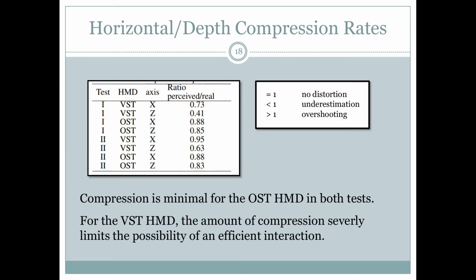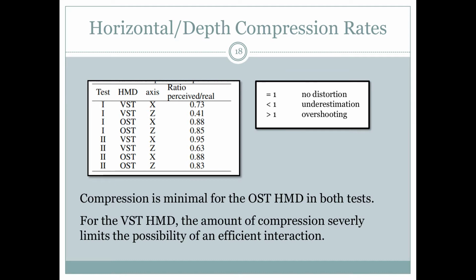And here, in this table, we can see the depth compression, the horizontal and depth compression rates. So if that number equals 1, it means that there has been no compression. If the value is under 1, it is a measure of how much the depth was compressed. And if it was over 1, but there are no cases, it would have meant that the user was actually overshooting the target's position.